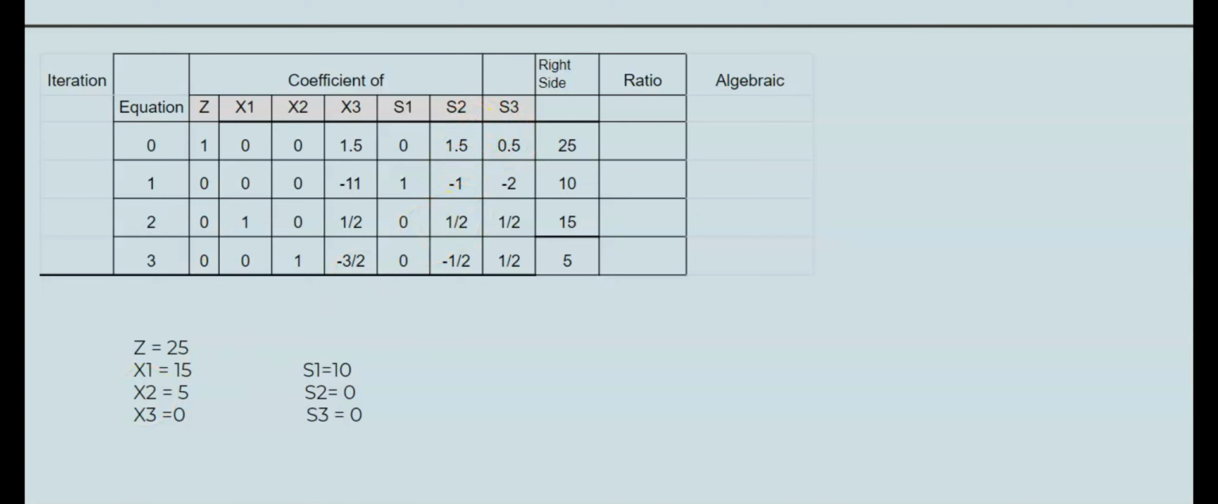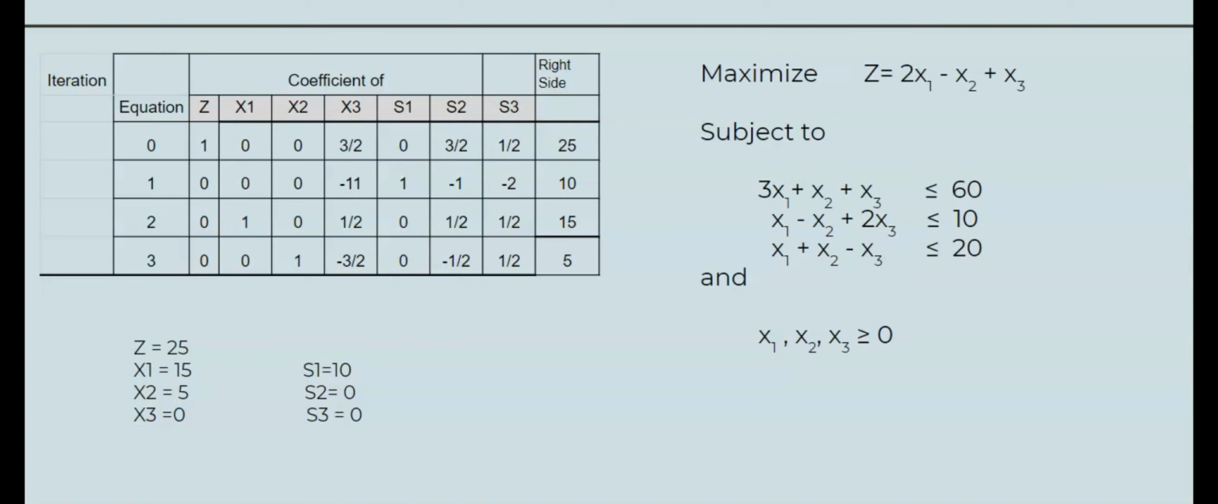So going back to the original problem, it's asking us to find the maximum value for z, for x subscript 1, x subscript 2, and x subscript 3. So we have found in this process that z equals 25 is the maximum value when x subscript 1 is equal to 15, x subscript 2 is equal to 5, and x subscript 3 is equal to 0. So this is the process using the simplex method to put it into equality equations using slack variables, using tabulars, and finding the pivotal variable as well.